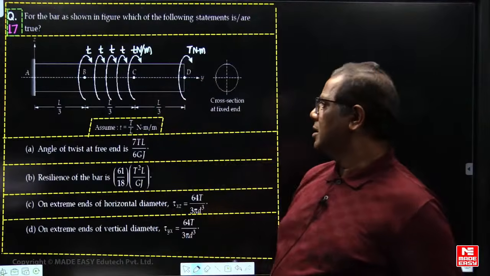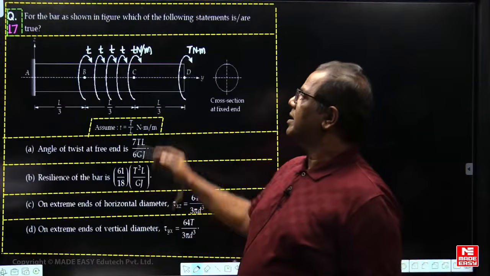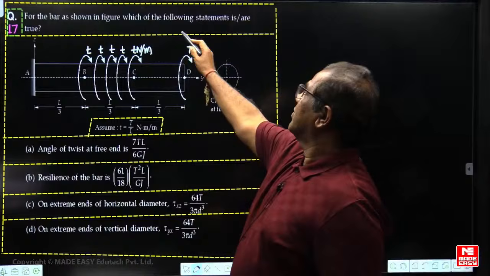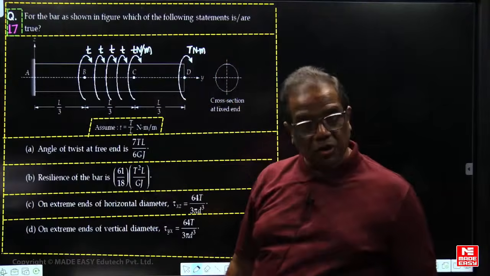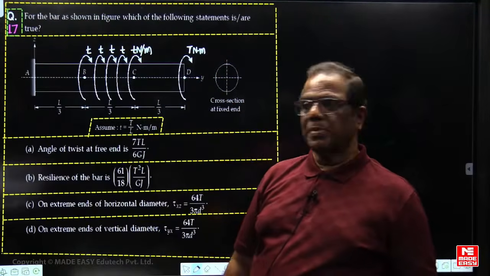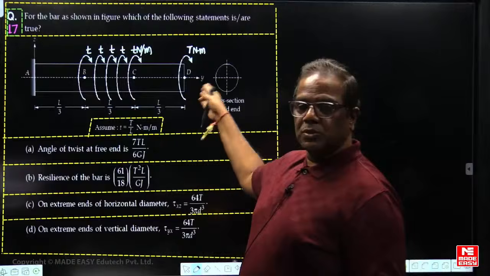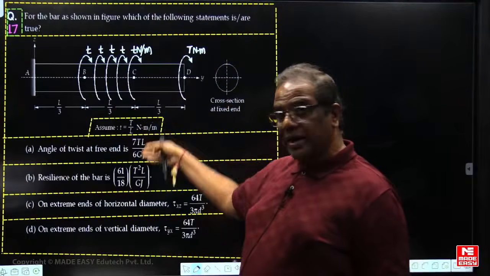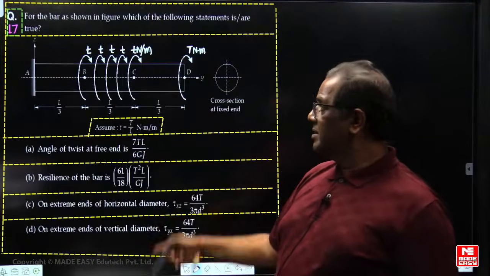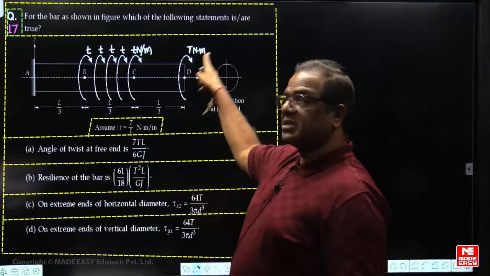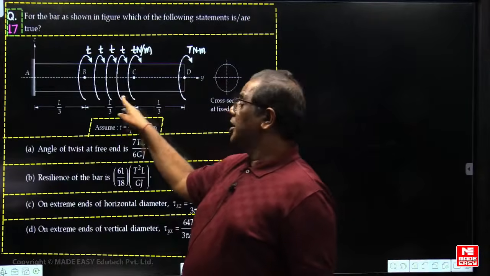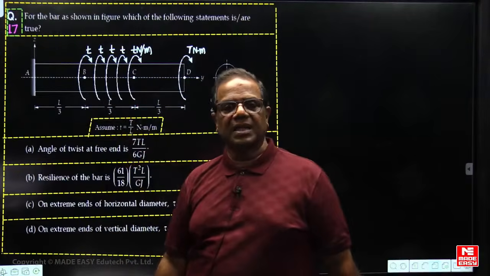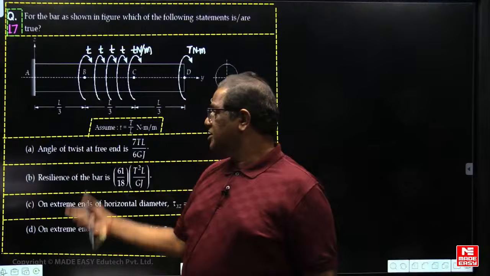So complete this question now. For the bar as shown in figure, which of the following statements are true? Similar question we have done in the class also, but I made it into MSQ. A twisting couple is applied, and a uniformly distributed torque is given.